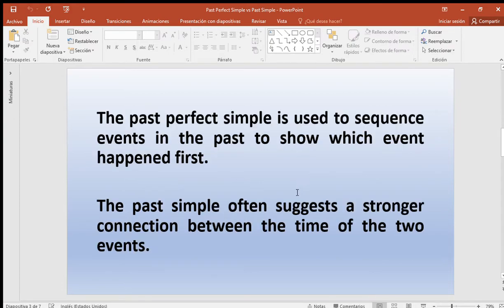Okay, here this is the explanation of the use of past perfect simple and past simple. The past perfect simple is used to sequence events in the past to show which event happened first.